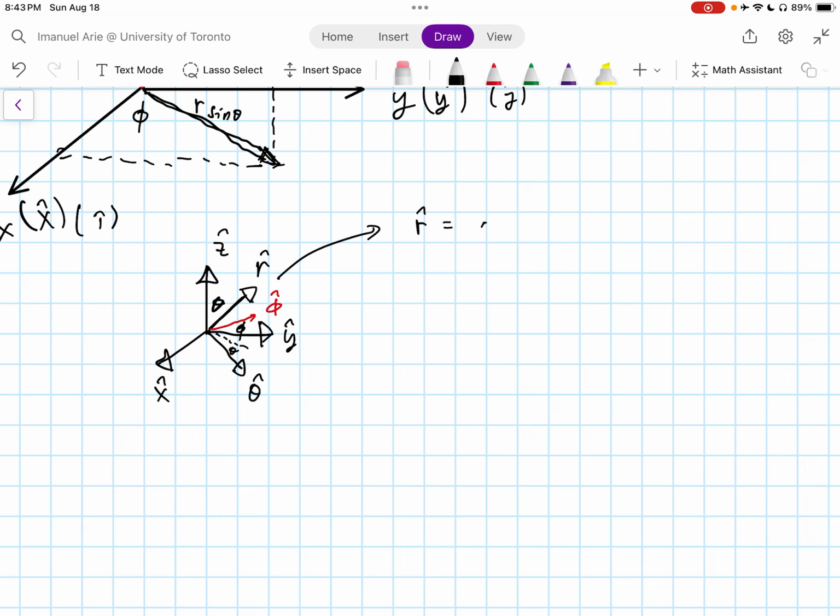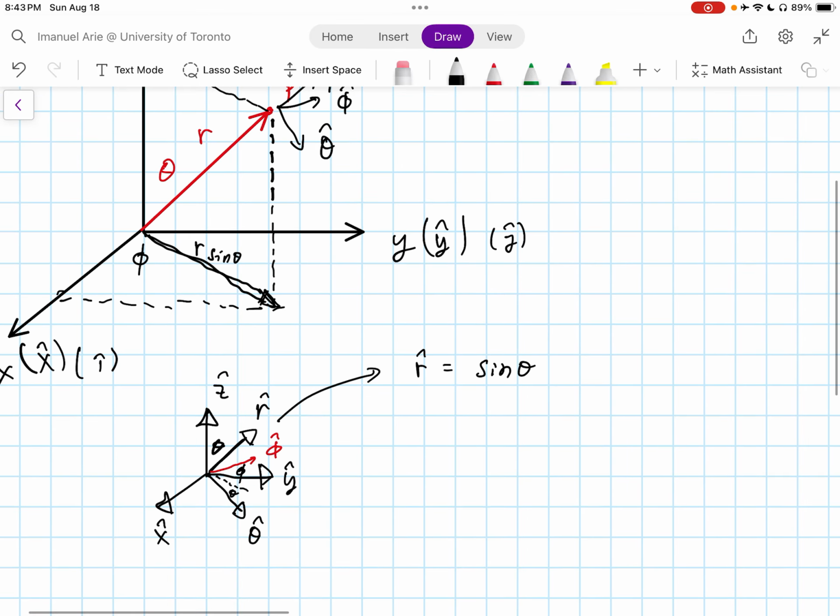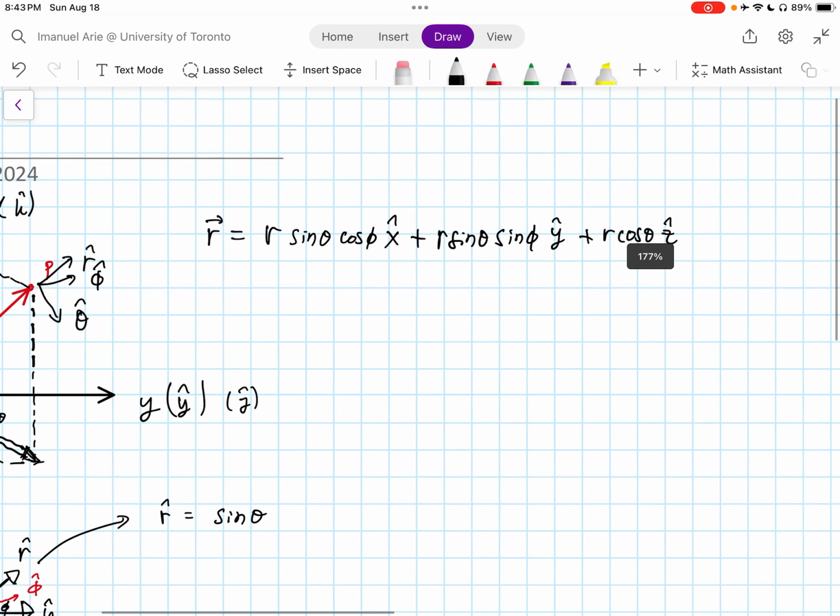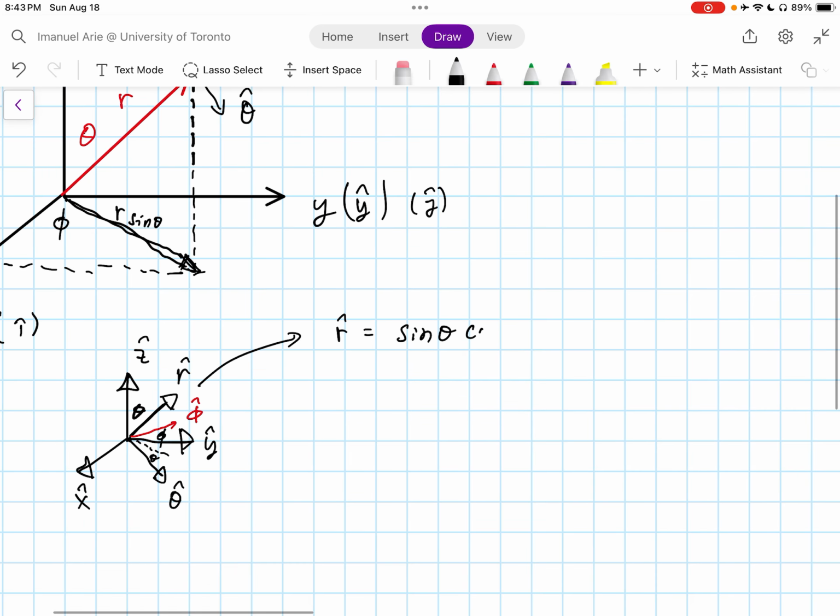Since these are unit vectors, the length of each vector is 1, so we don't really have to write that modulus because we don't really care. So the projection then becomes the modulus of r hat, which is 1, times sine theta, right? Now, if we project it onto the x-axis or x hat, then we will get what? We will get cos phi, just like what we have with r here. Cos phi times x hat, right?